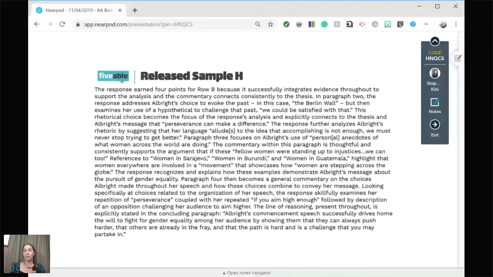In paragraph 2, that's the paragraph we were focusing on, the response addresses Albright's choice to evoke the past, in this case, the Berlin Wall, but then examines her use of a hypothetical to challenge that past. We could be satisfied with that. This rhetorical choice becomes the focus of the response's analysis and explicitly connects to the thesis and Albright's message that perseverance can make a difference. The response further analyzes Albright's rhetoric by suggesting that her language alludes to the idea that accomplishing is not enough. We must never stop trying to get better.